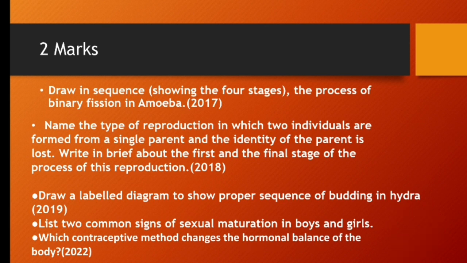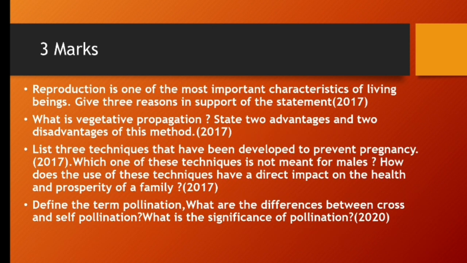Moving on to the next question. For 3 marks from this chapter, they have asked: reproduction is one of the most important characteristics of living beings. Give 3 reasons. So what are the 3 reasons that you can give? One is that reproduction helps in the... So first, what is reproduction?